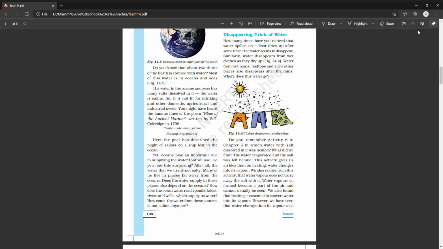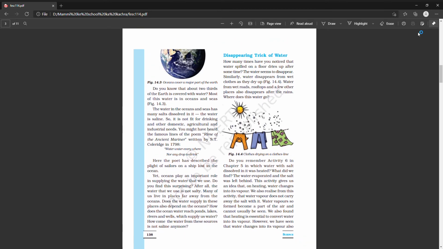Yet, oceans play an important role in supplying the water that we use. The water that we use is not salty. Many of us live in places far away from the oceans. Does the water supply in these places also depend on the oceans? Yes. How does the ocean water reach ponds, lakes, rivers and wells which supply us water? How come the water from the sources is not saline anymore?